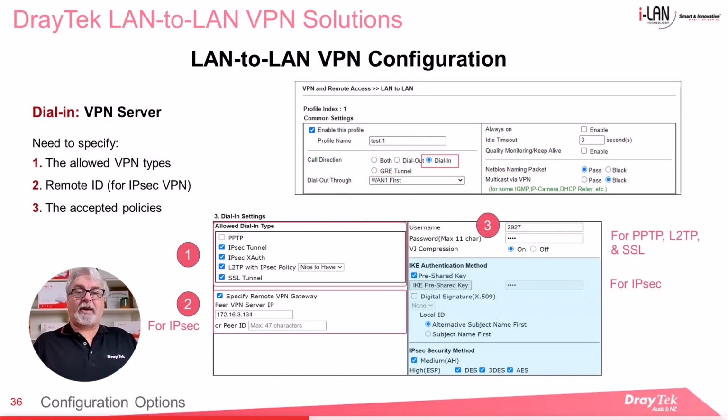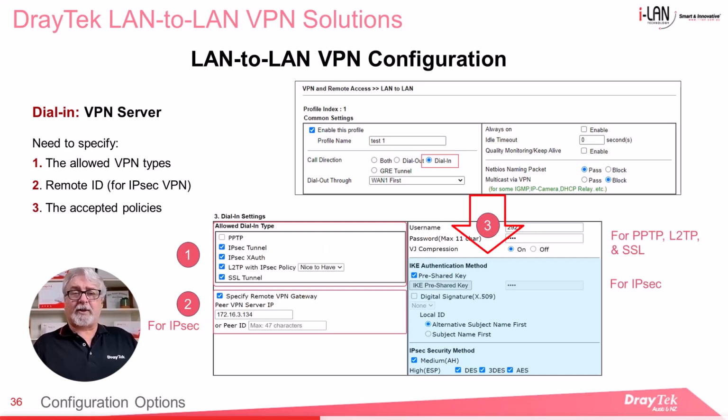VPN dial-in allows the router to be the VPN server and accept dial-in VPN requests. For VPN dial-in, you'll need to select the dial-in option in the common settings section of the menu and also select the required allowed dial-in type to use. We can also set the idle timeout to be 0 so that the router will not drop the connection. We also need to specify the allowed VPN types and the remote ID for IPsec VPN connections. You need to specify the IP addresses for each end of the VPN tunnel when using main mode configuration, or use peer ID when one end doesn't have a static IP address.